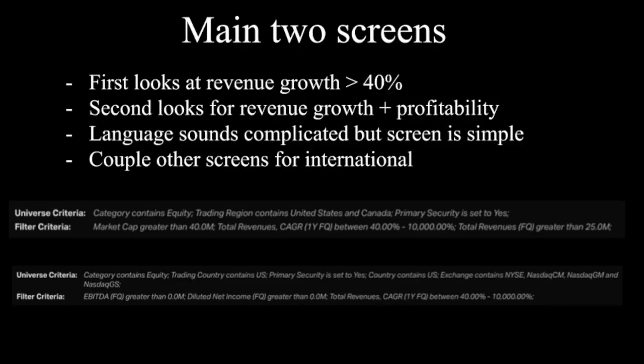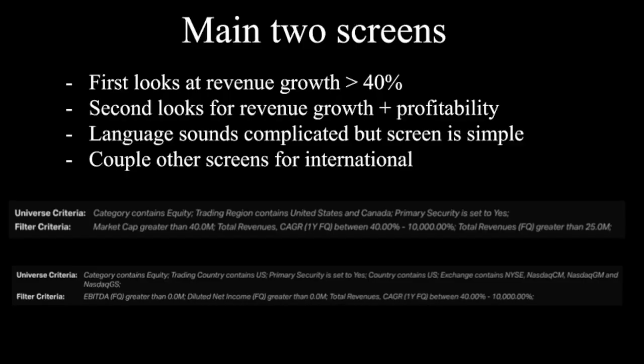For filter criteria, we add in profitability by checking that EBITDA is greater than zero and diluted net income is greater than zero. I like to check both EBITDA and net income because sometimes one-time tax issues can cause a problem. And EBITDA and net income are two of the most standard ways to measure profitability. Lastly, again, we have the revenue between 40% and 10,000%.